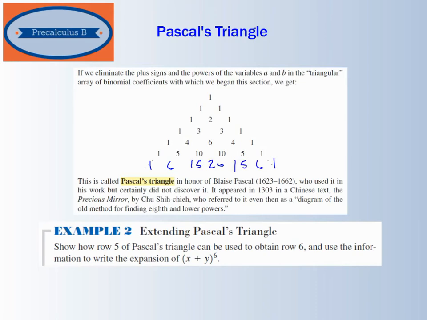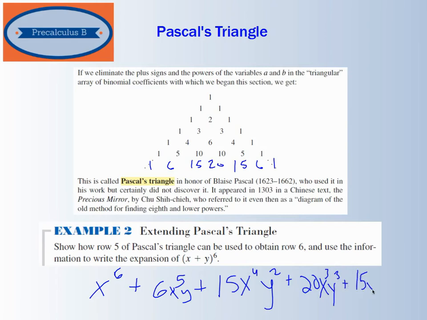So, all right, the first one's just 1. So 1x to the 6th, or just x to the 6th, plus 6x to the 5th y, plus 15x to the 4th y squared, plus 20x to the 3rd y to the 3rd, plus 15x squared y to the 4th, plus 6x y to the 5th, plus y to the 6th.